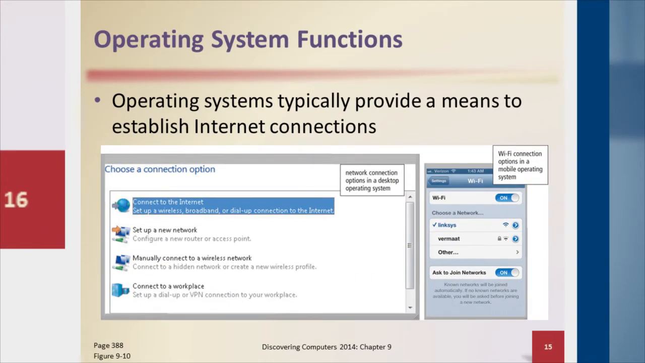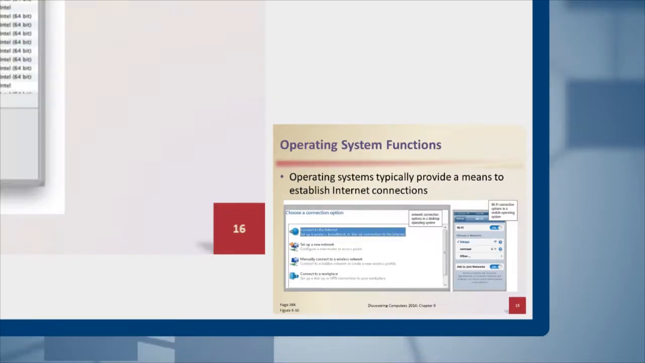Another operating system function is to help set up internet connections. And so you see a couple of examples here of what you might see on a Windows machine and on a mobile iOS device, probably an iPhone or an iTouch or something like that. So it allows you to set it up, type in your security codes to be able to access networks, things like that.